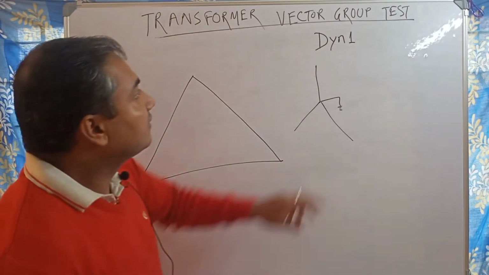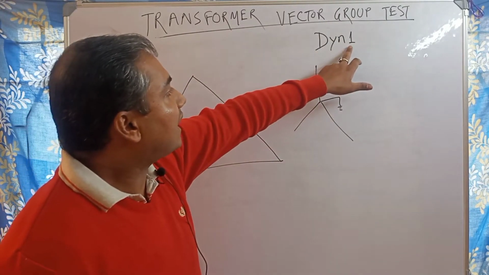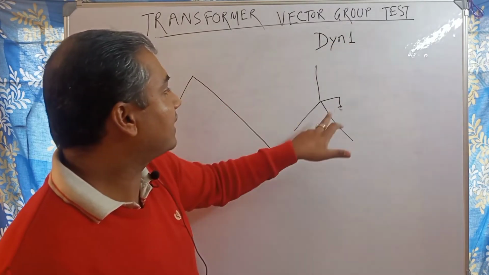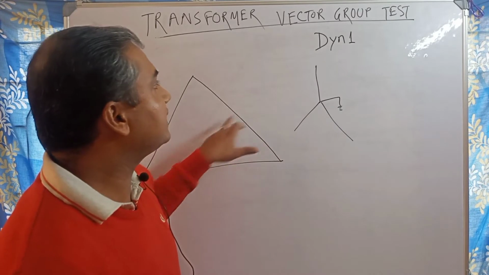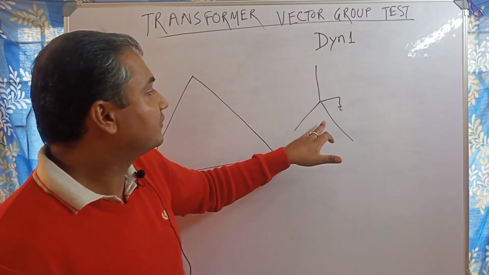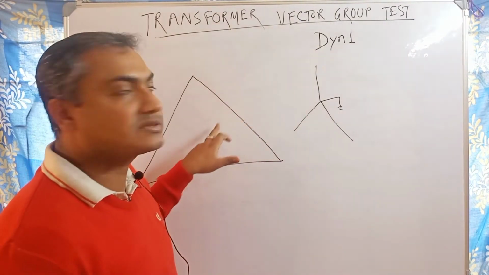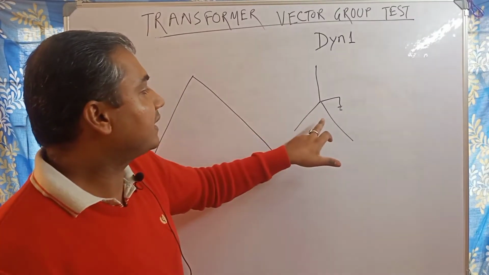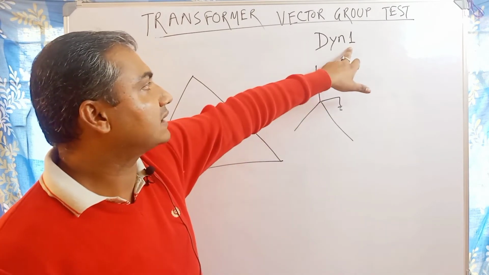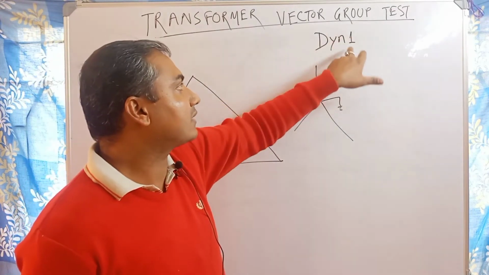Now, how is the phase difference angle of 30 degrees calculated? It means the secondary lags the primary by 30 degrees. One means the secondary winding lags the primary winding, or the LV winding lags the HV winding by 30 degrees. Now, how do you calculate it?